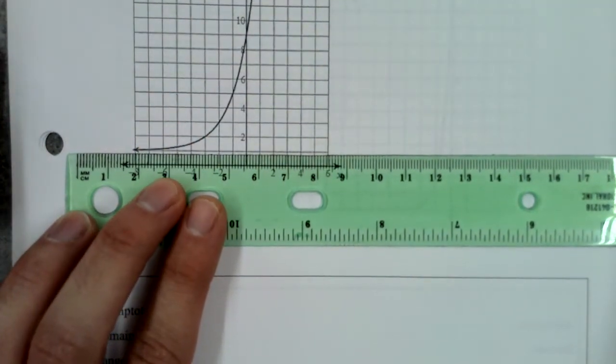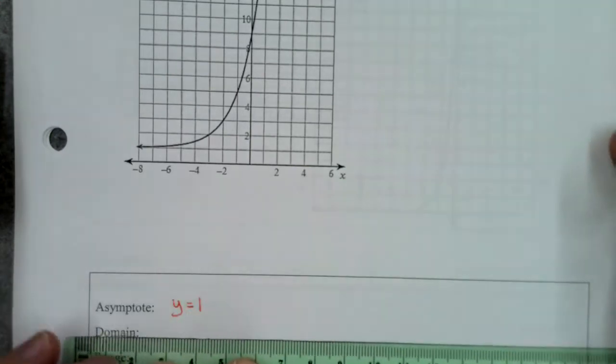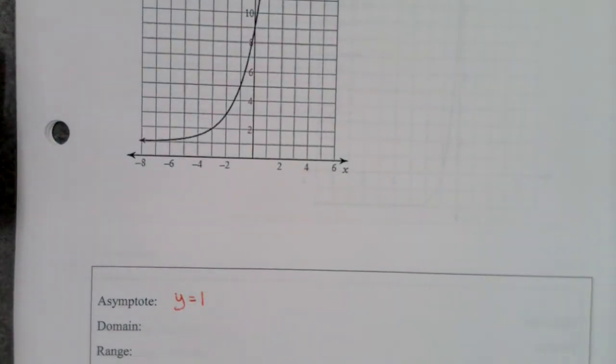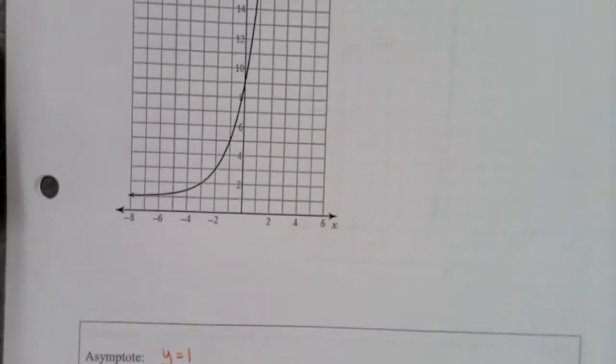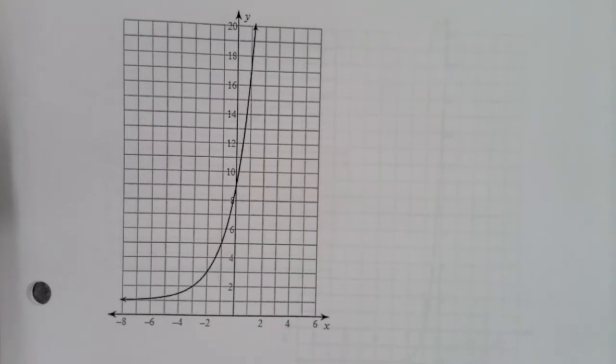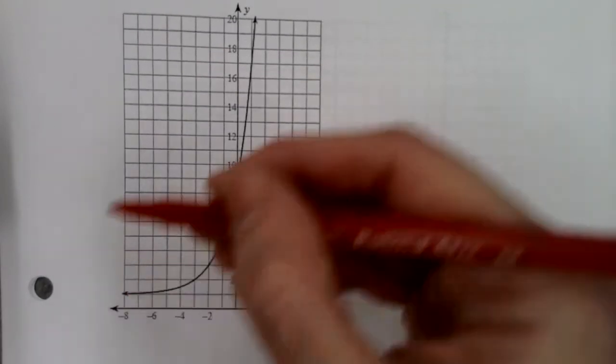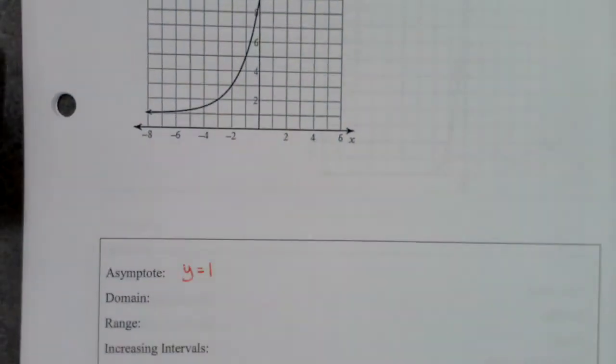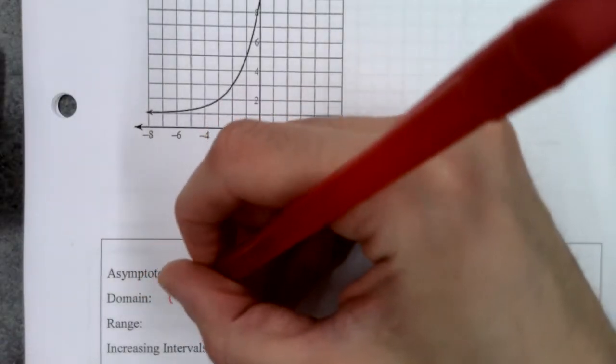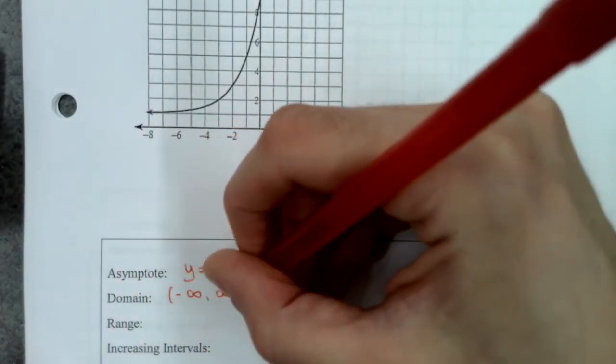If you were to say that it does touch 1 and you wanted to say the asymptote is y equals 0, I'll understand that and I'll give you credit for that. And this one, the asymptote is y equals 1. The domain is the x values in the graph, which goes from negative infinity up to infinity. It's going to keep going to the left forever and to the right forever. So the domain is negative infinity to infinity.